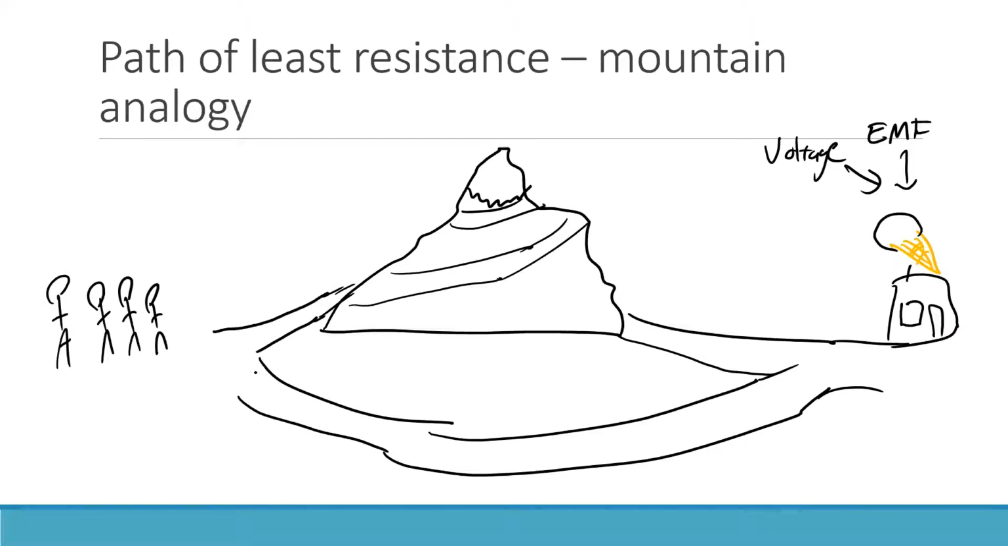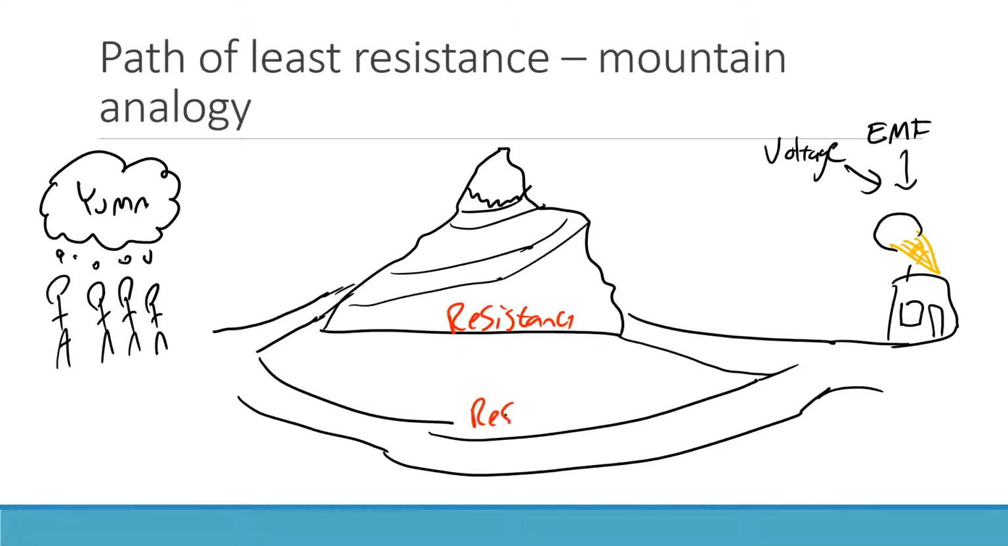These students really want to get to this side of the mountain so they can get to the ice cream. That's the voltage. Now we've got 2 forms of what we would call resistance. We've got the mountain, which forms one form of resistance, and then we've got the road, which is another form of resistance. The idea is pretty simple. Which way are students going to go?